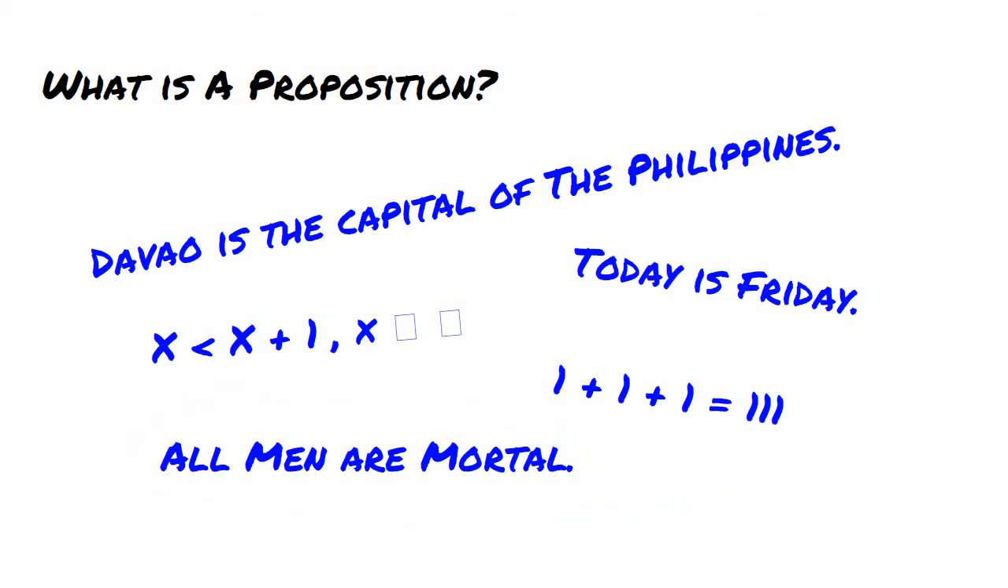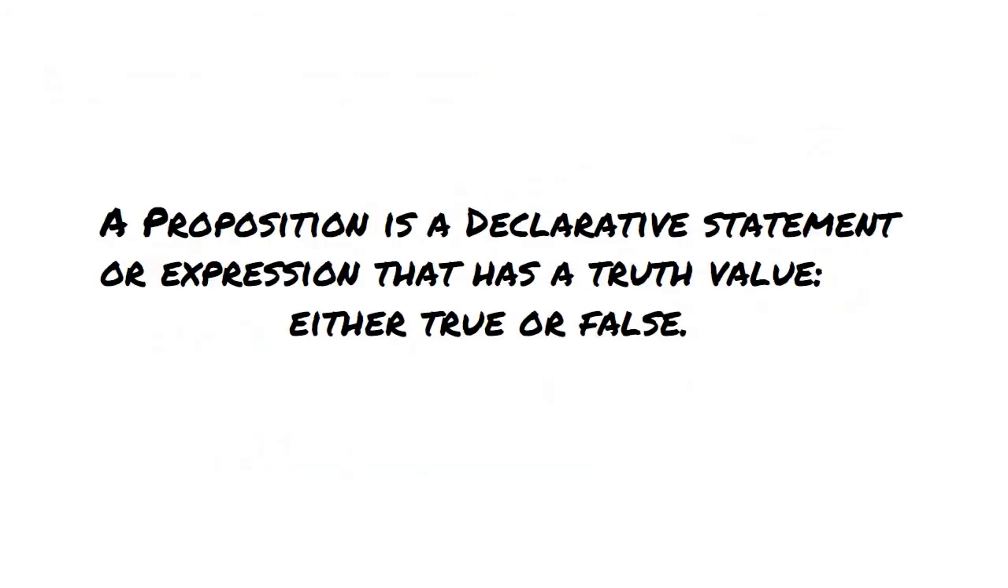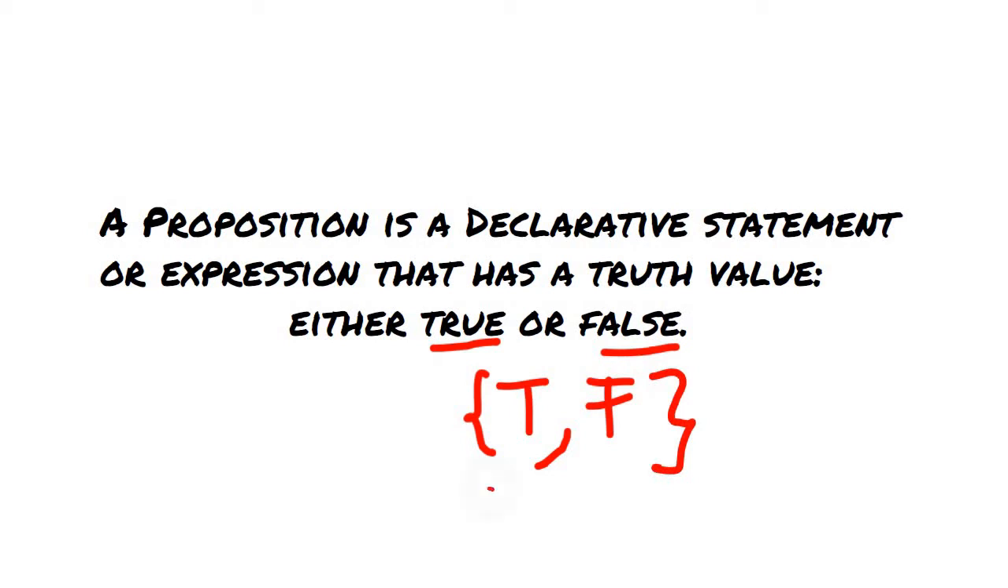So, a proposition, therefore, is a declarative statement or expression that has a truth value, either true or false. We usually abbreviate this as capital T, true, or capital F, false. Or in Boolean algebra, we express true as 1 and false as 0.